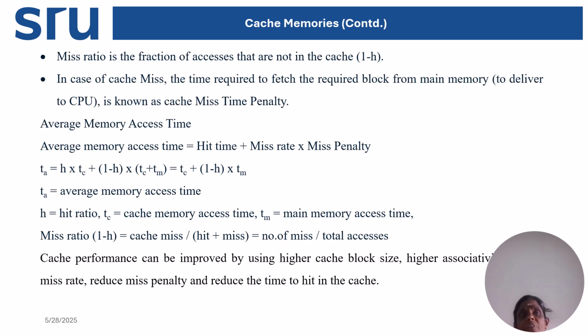Next, miss ratio is the fraction of accesses that are not in the cache. We mention it in terms of the probability of having a miss. It is equal to 1 minus hit ratio. In case of a cache miss, the time required to fetch the required block from memory is known as the cache miss time penalty.